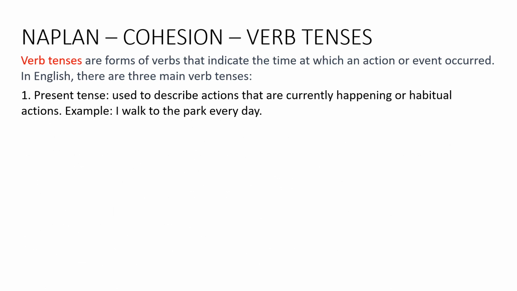Now, present tense is normally used to talk about something that's currently happening or habitually happening. An example here is provided on the screen, which says, I walk to the park every day. So the verb here is walk, and when used this way, it communicates something that's done like a habit, obviously in this case every day.